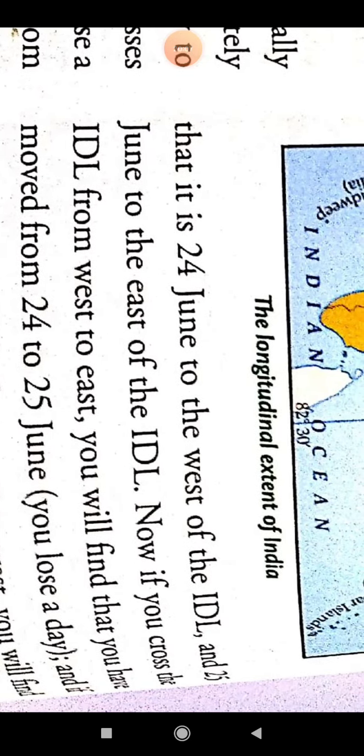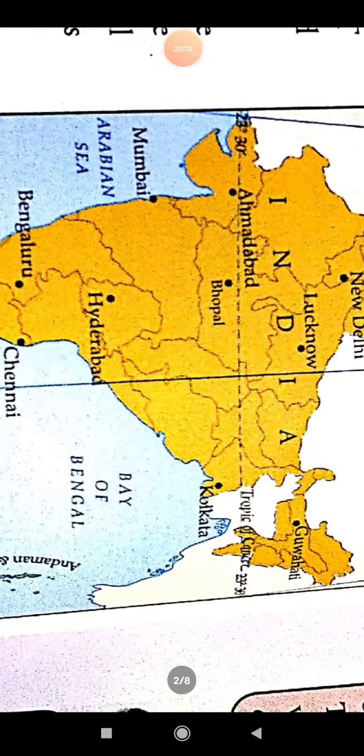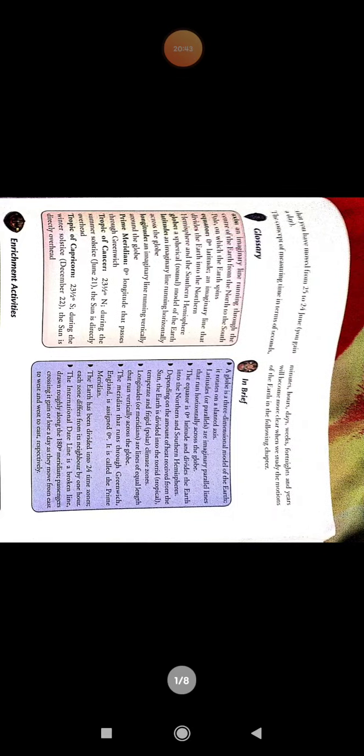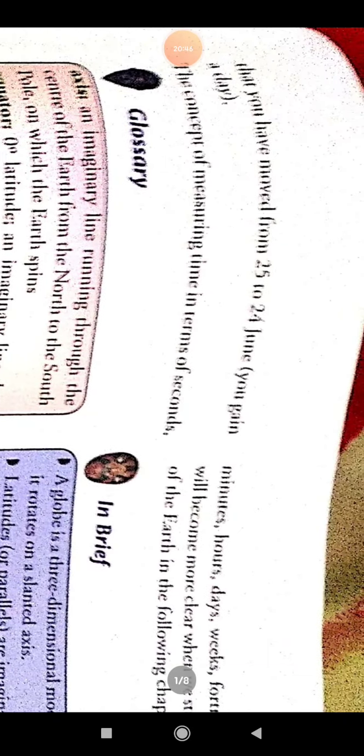For example, 24th June is to the west of the IDL, and 25th June is to the east of the IDL. Now if we cross the IDL from west to east, we will find that we have moved from the 24th to the 25th zone, so we lose a day. And if we cross the IDL from east to west, we will move from the 25th to the 24th zone, which means again we gain a day.